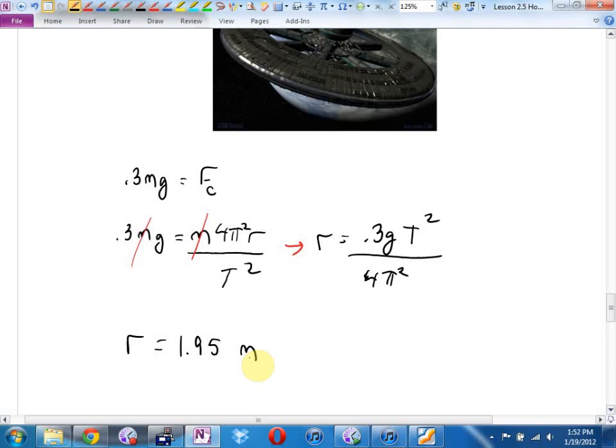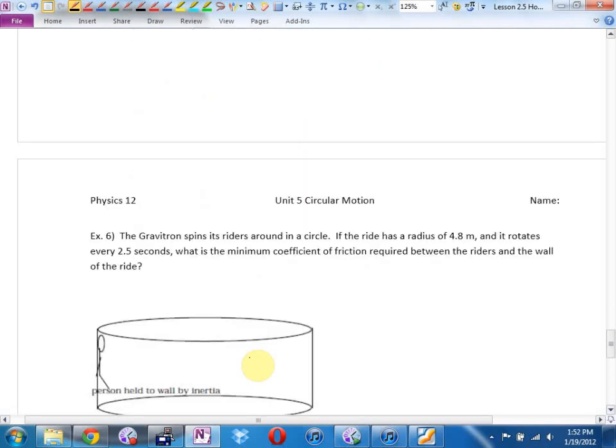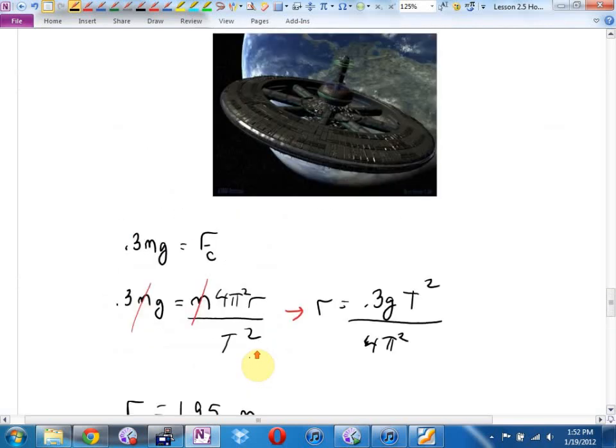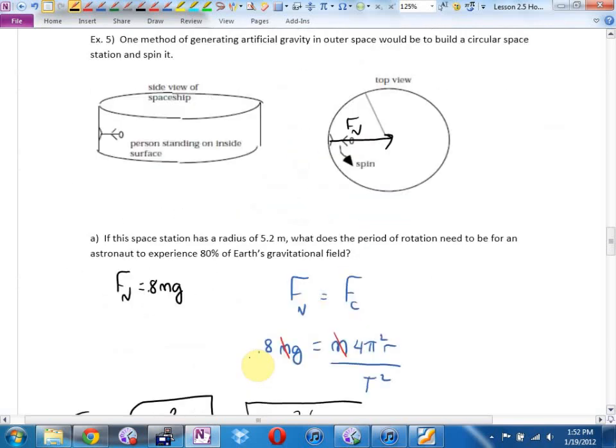By the way, suppose this person held up a ball and dropped it. What would it look like? What would happen? It would go to their feet. Would it fall straight down?